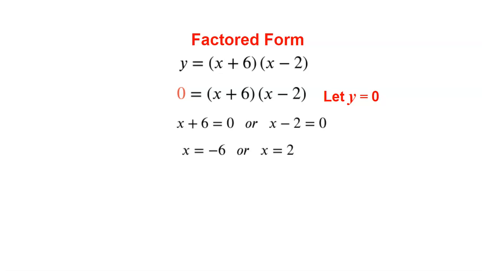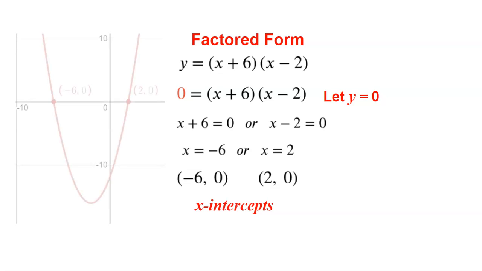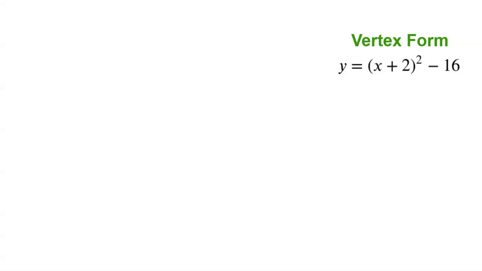Now these points represent x-intercepts of the graph. One point is negative 6, 0, and the other point is 2, 0. So the factored form reveals x-intercepts for the graph of the quadratic function. The third form is called vertex form. So in this form, we're going to let what's in the parentheses, x plus 2, equal 0. And if we solve that, we'll get x is equal to negative 2.